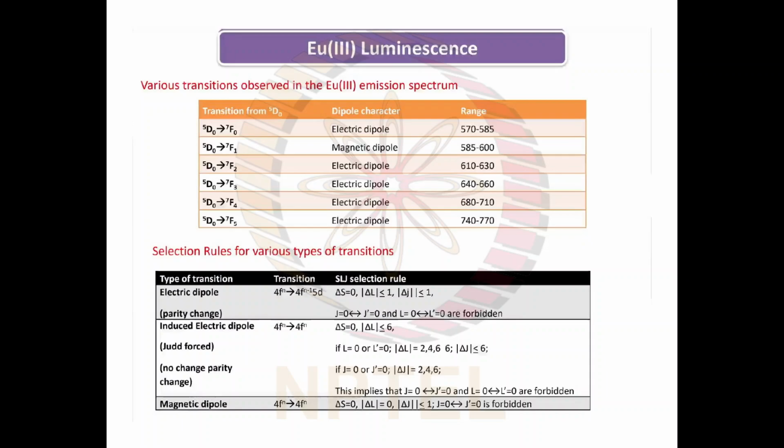Now, the selection rules for the various types of transition: for electric dipole, delta S should be 0, delta L should be less than or equal to 1, delta J should be less than or equal to 1. So, induced electric dipole, which is hypersensitive, has no change of parity, and then there is the magnetic dipole. So, all these things have to be remembered.